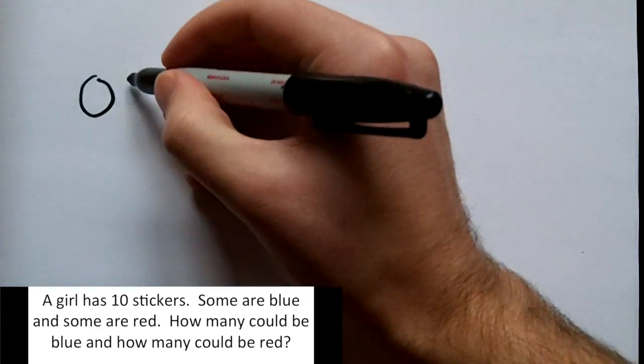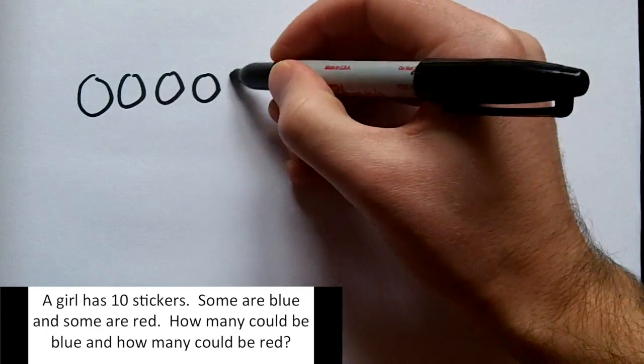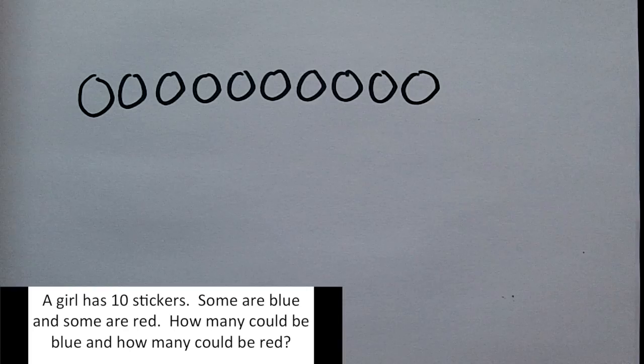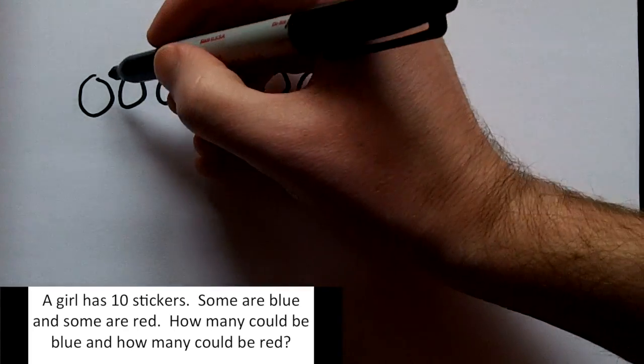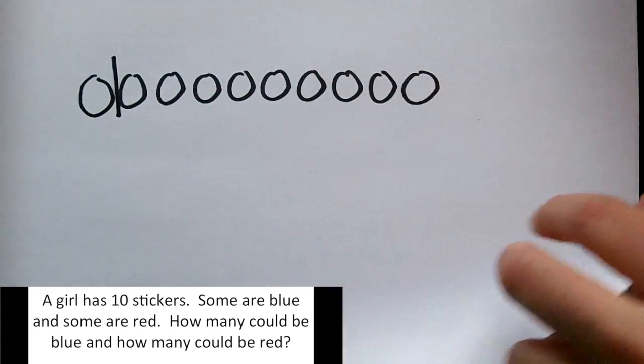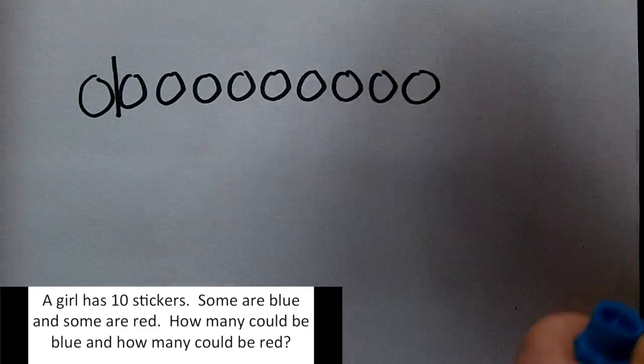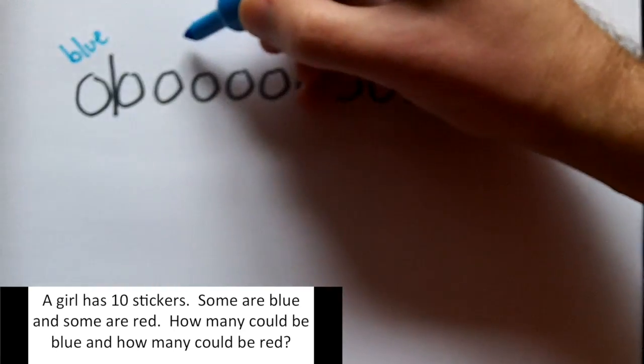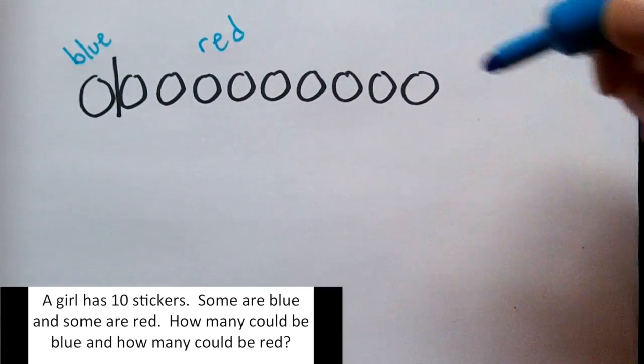Now for the picture. A girl has 10 stickers. Here they are. Some are blue and some are red. There are lots of solutions. I'm going to show that 1 was blue and 9 were red. I'm going to label this one blue, and the rest of these are red.